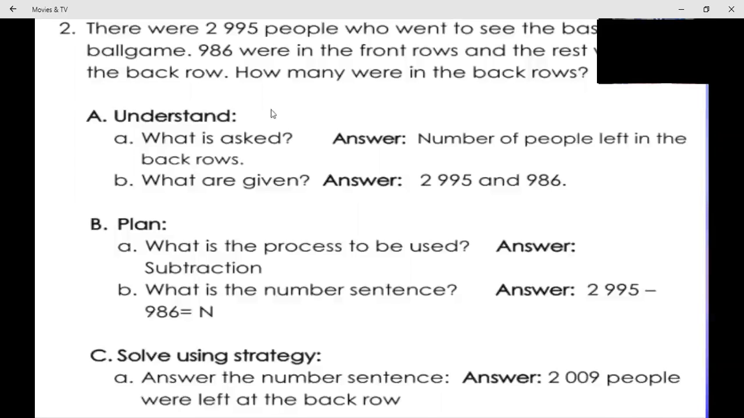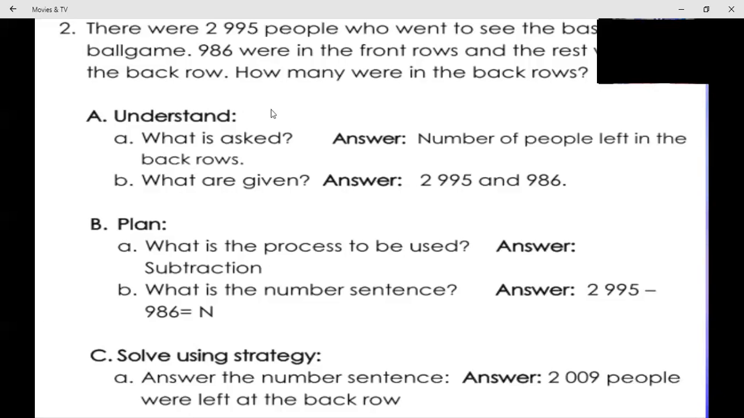So next, the second problem is there were 2,995 people who went to see the basketball game. 986 were in the front rows and the rest were in the back rows. How many were in the back rows? So understand what is asked. It is the number of the people left in the back rows. What are given? The 2,995, the total number of the people, and 986, they are the people in the front rows.